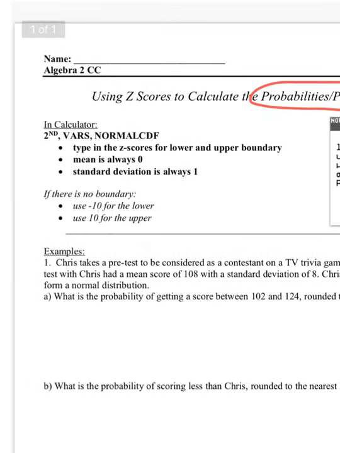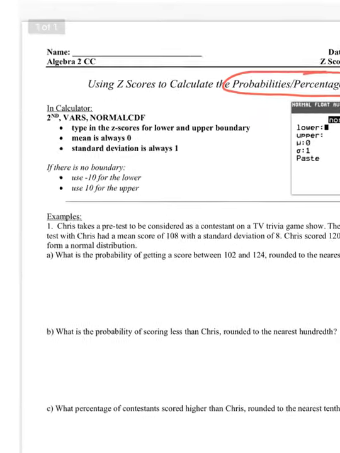So you're figuring out the area under two specific points. You would have to figure out the z-score for the lower and the z-score for the upper. If there is no boundary, for example, if it says a score is greater than something and it can go all the way up, then you're going to plug in negative 10 for lower and positive 10 for upper. Your mean is always going to be 0, and the standard deviation is always going to be 1. Okay, it makes more sense when we do an example, so let's look down here.